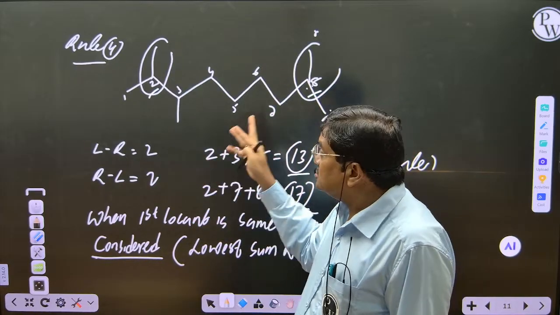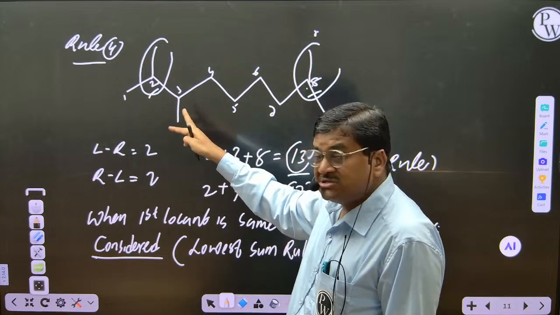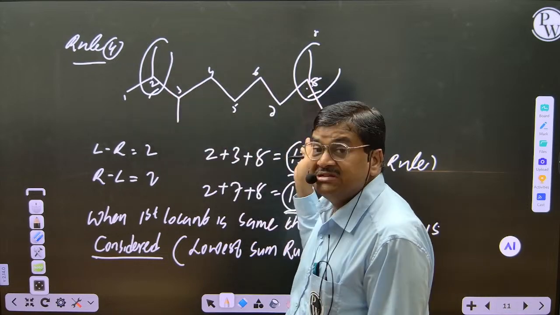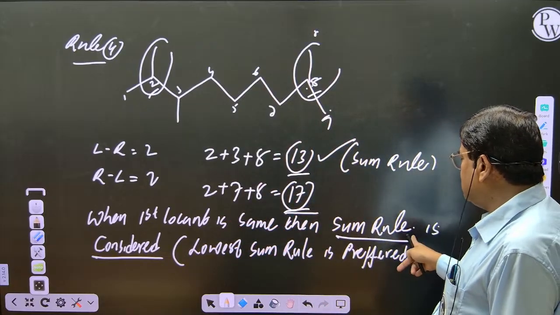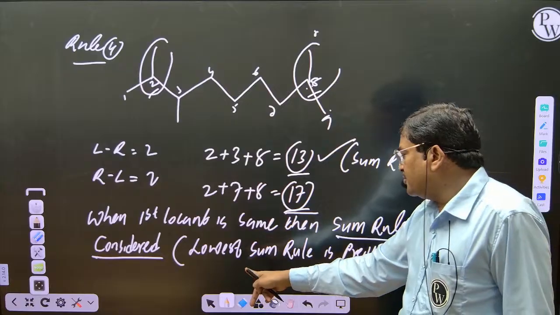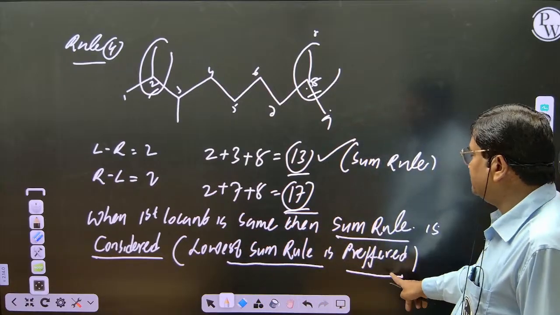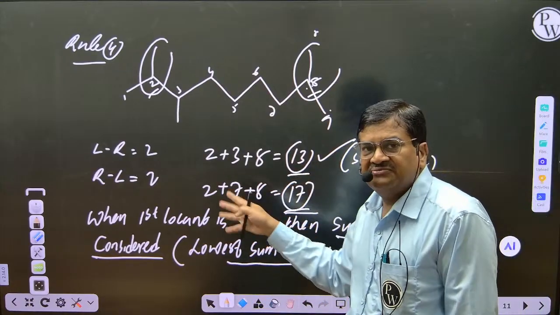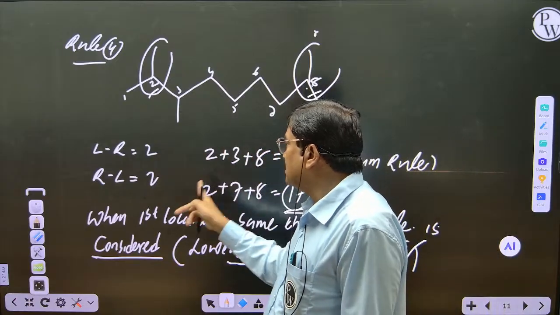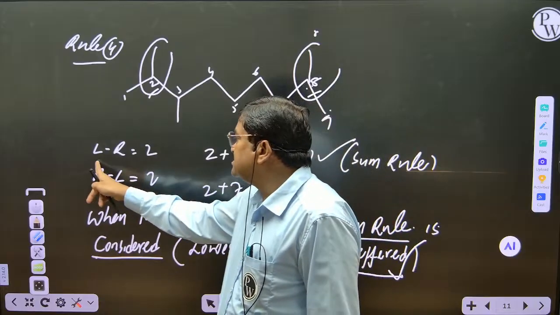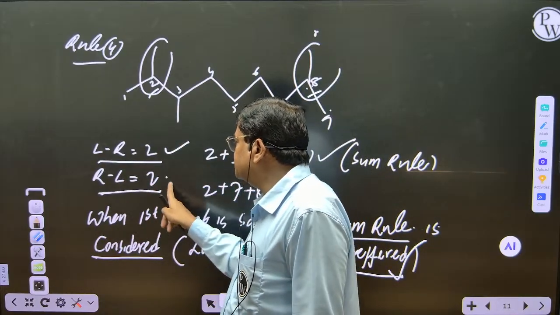Understood what I said? So when we go by some rule, it means the first locant is coming same. That's what here we wrote. When first locant is same, then sum rule is considered. So lowest sum rule is preferred. Among these two, whichever has the lowest sum is preferred. So numbering from where to where is correct? That is from left to right is correct, whereas right to left is wrong.